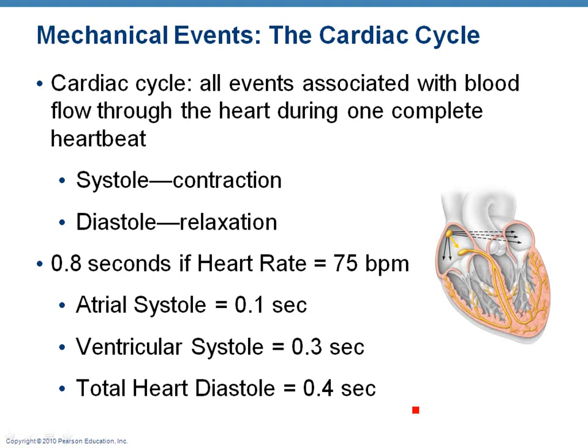So as I mentioned already, the cardiac cycle includes all of the events associated with one heartbeat. One heartbeat is one cardiac cycle. So what has to happen to make one heartbeat occur?